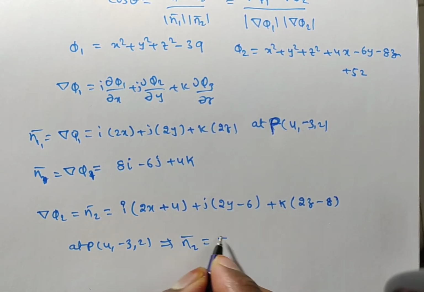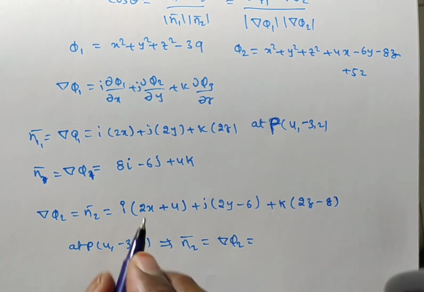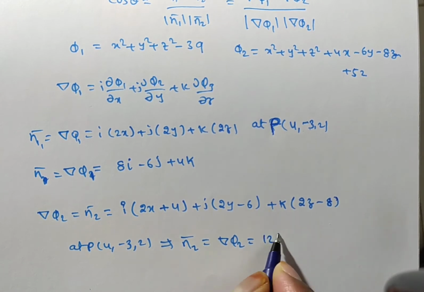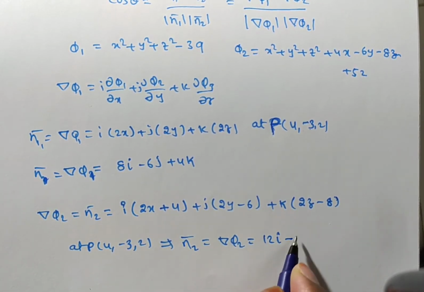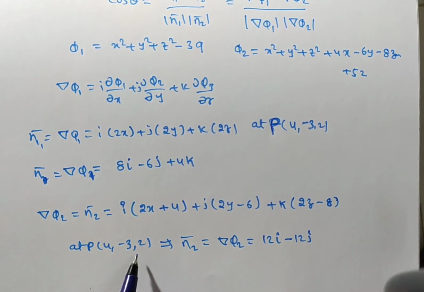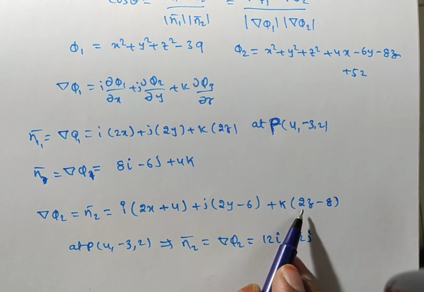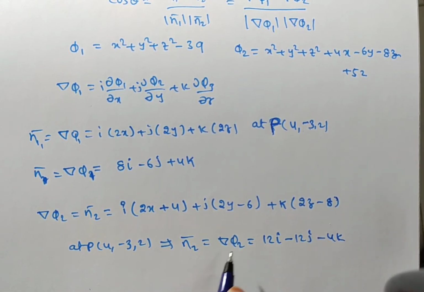that implies n2 bar is equal to, that is del phi 2 is equal to, put x is equal to 4, so 2 4s are 8, 8 plus 4 is 12, so 12i. Next y is equal to minus 3, so minus 6 is minus 12j. Next in place of z we need to substitute 2, z is equal to 2, 2 2s are 4 plus 4 minus 8, that is minus 4k. So this is n2 bar.